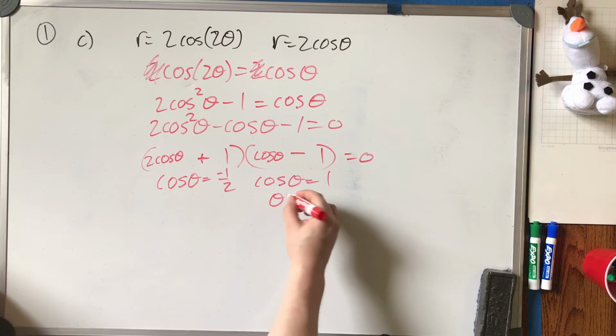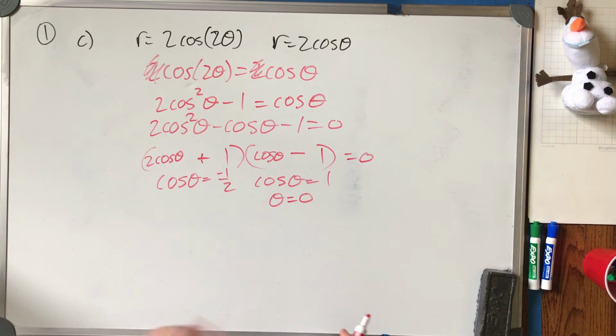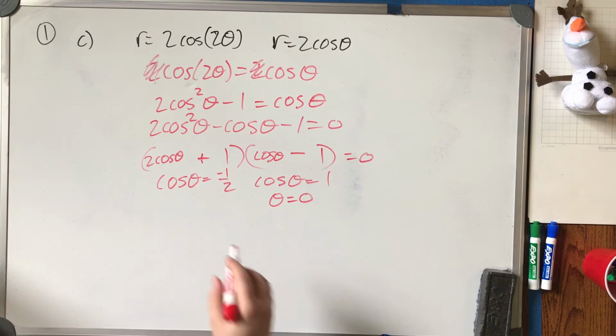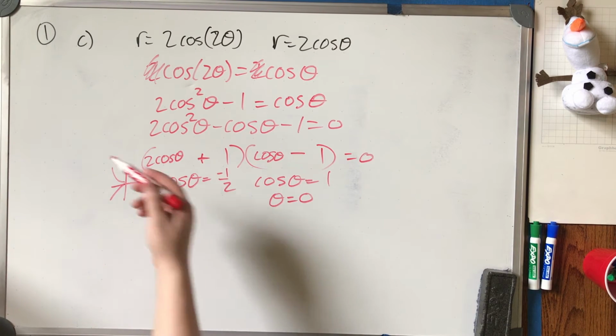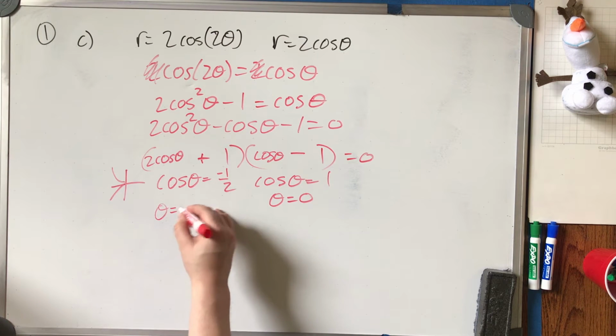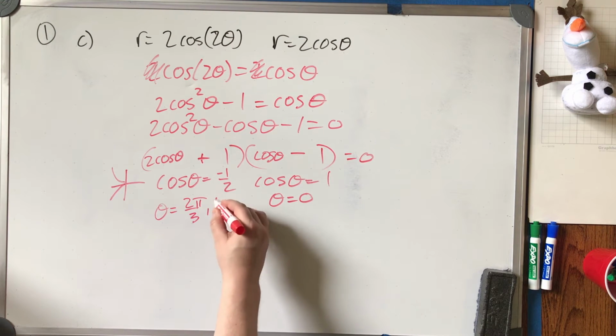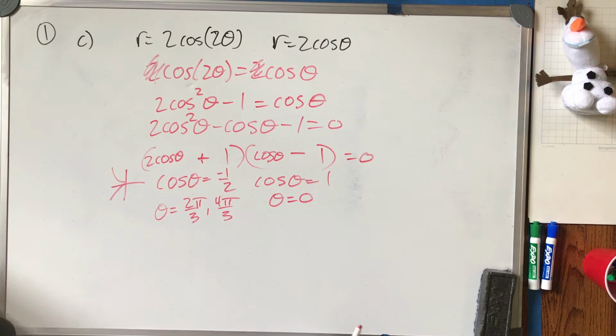This happens at 0, and only at 0, not at pi. At pi it's negative 1, don't get that mixed up. Here we're going to be 1/2, it's a 60 in quadrants 2 and 3. So I'm going to get theta equals 2 pi over 3 and 4 pi over 3.